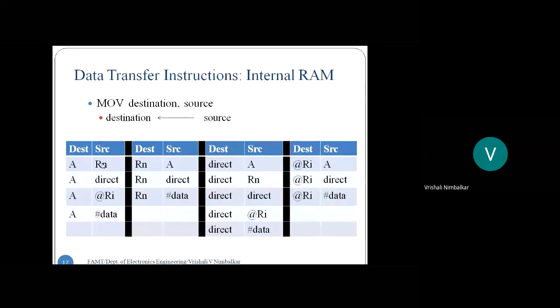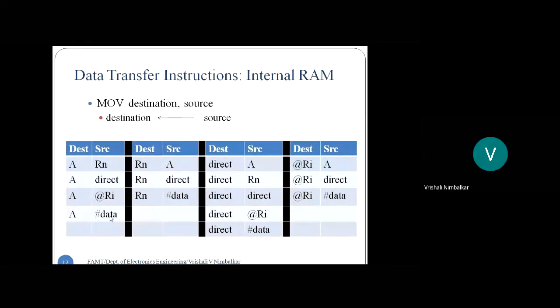MOV A, direct: the 8-bit address of the data is mentioned in the instruction. So where is the source? That direct address is given in the instruction. So direct addressing mode. How is the source? It is pointed by Ri: indirect addressing mode. And how is the source? It is given in the instruction: immediate addressing mode.